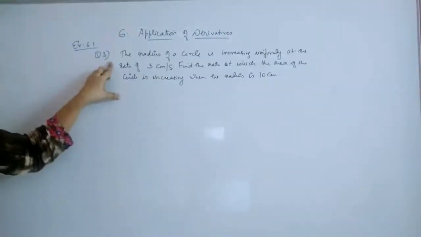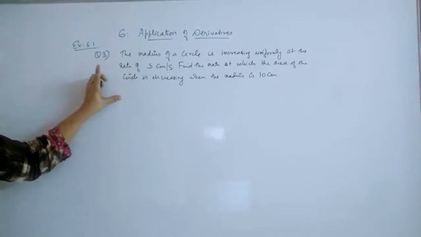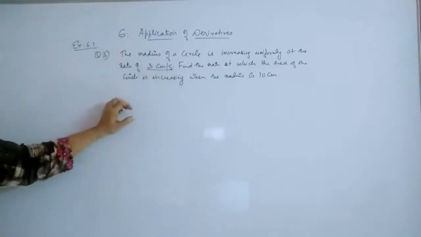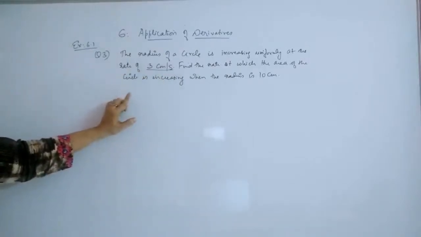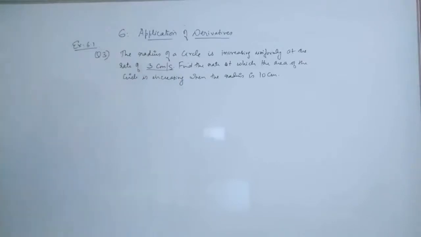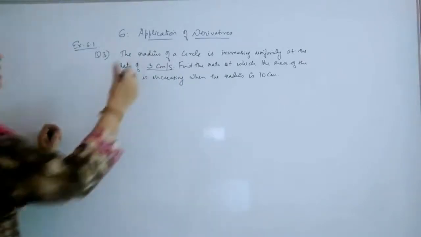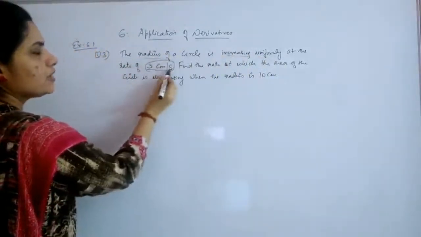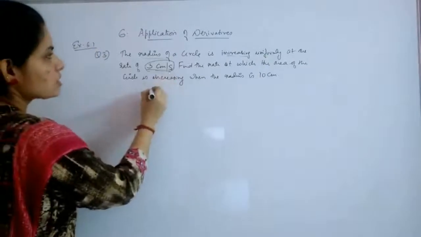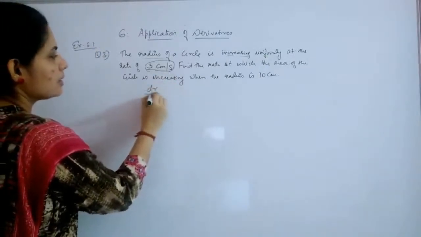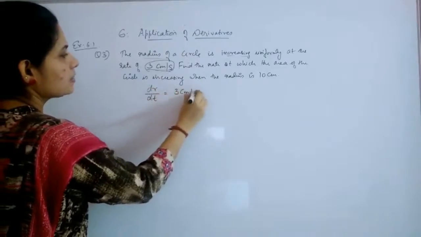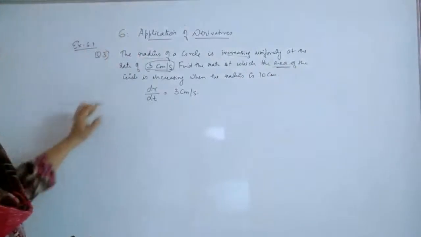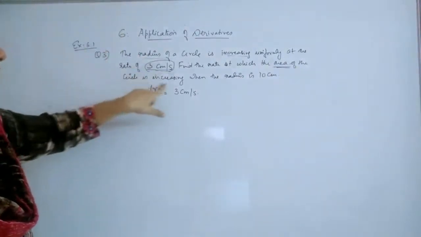Third question is, the radius of a circle is increasing uniformly at the rate of 3 centimeter per second. Find the rate at which the area of the circle is increasing when the radius is 10 centimeter. So radius is increasing uniformly at a rate, the unit will tell you that it is with respect to time. So suppose r is the radius, dr by dt is given as 3 centimeter per second. You have to find out the rate of change of area of the circle when the radius is this.